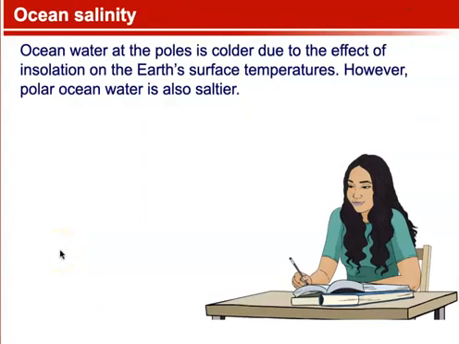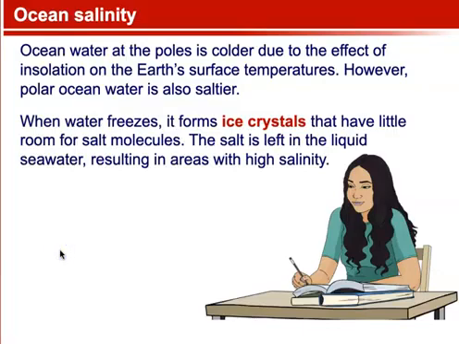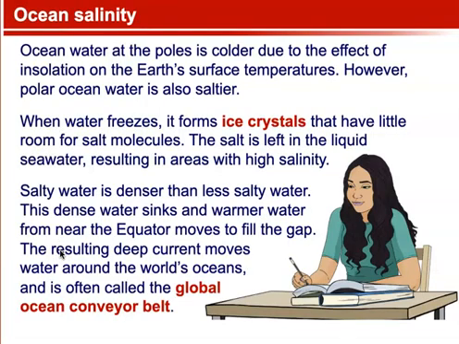Ocean salinity. Ocean water at the poles is colder due to the effect of insulation on the Earth's surface temperatures. However, polar ocean water is also saltier. When water freezes, it forms ice crystals that have little room for salt molecules. The salt is left in the liquid seawater, resulting in areas with higher salinity.